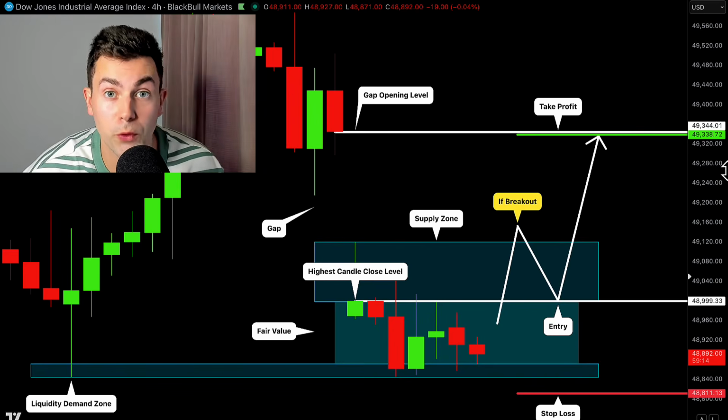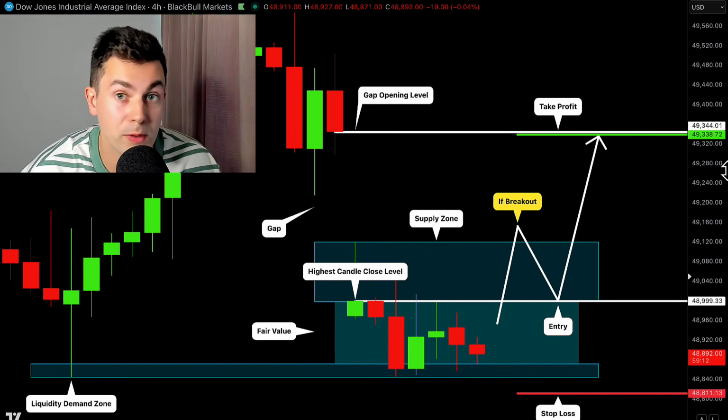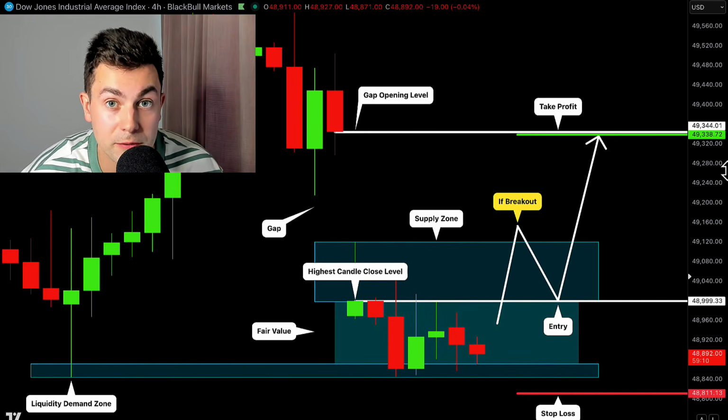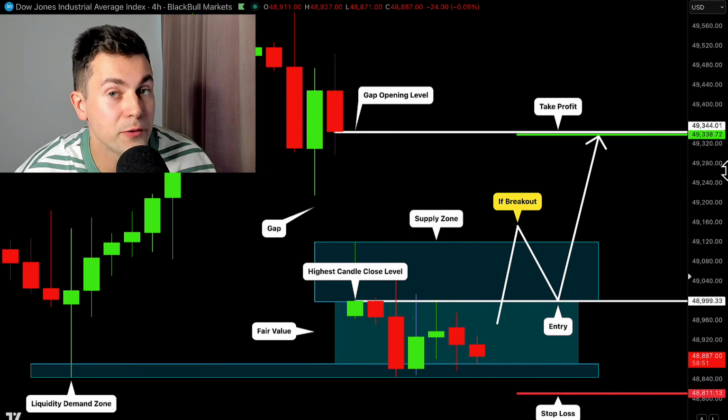This strategy will work perfectly on US30, US100, US500 indexes, and of course it will work on many other major indexes too.